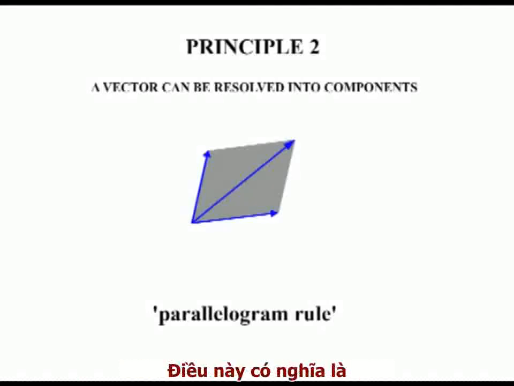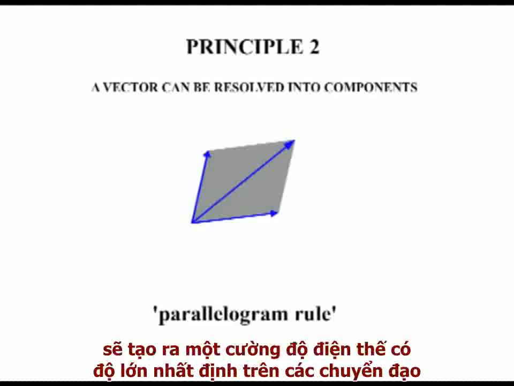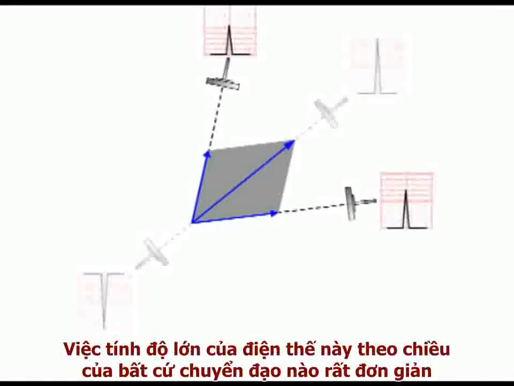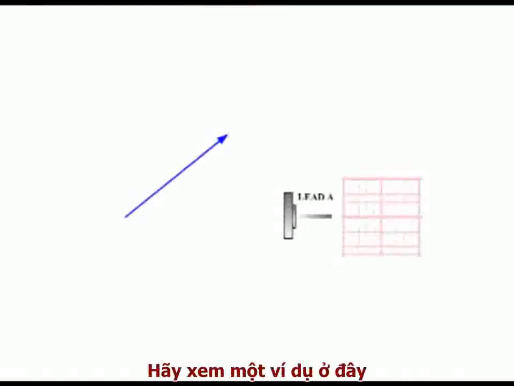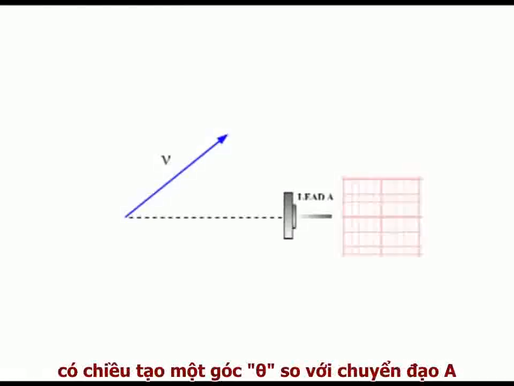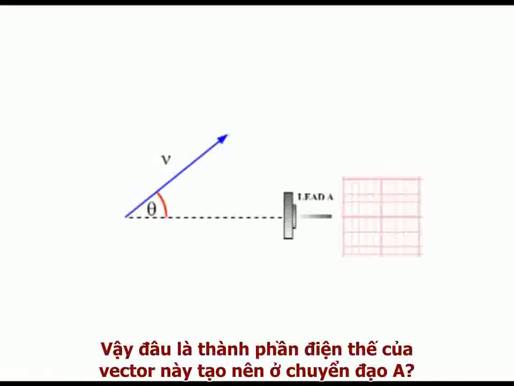For our purposes, this means that a depolarizing vector produces an effect in leads positioned off its direct line of travel. Calculation of the magnitude of this effect in the direction of any given lead is relatively straightforward. Consider the situation shown here. A depolarizing vector of voltage V is traveling at an angle theta off the direct line to lead A.